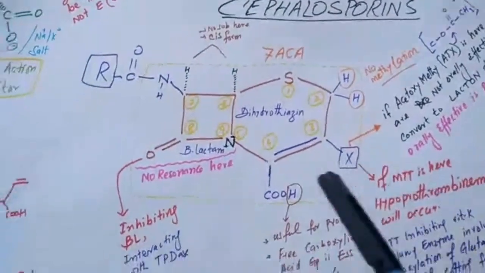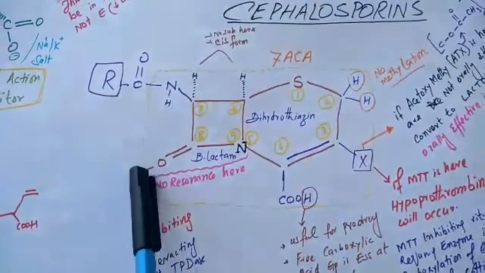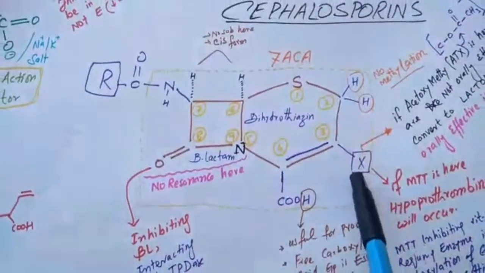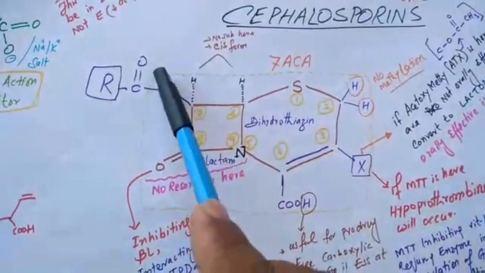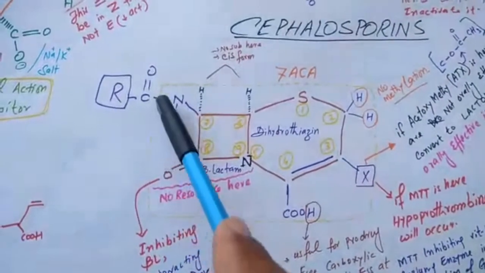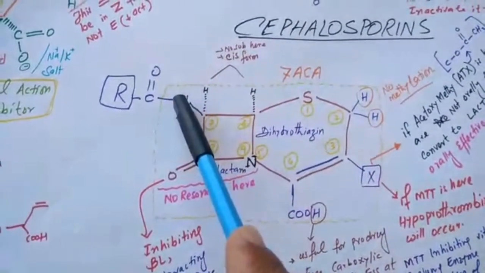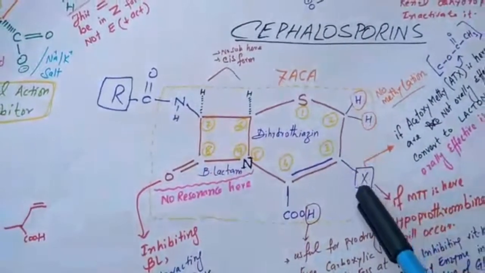Cephalosporin. This is the basic skeleton of cephalosporin. This structure is known as 7-aminocephalosporanic acid.